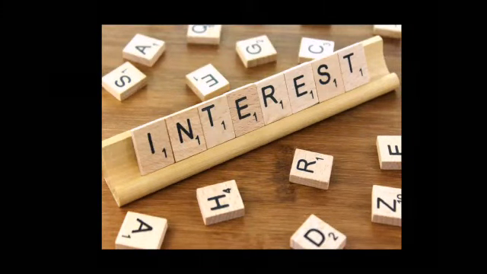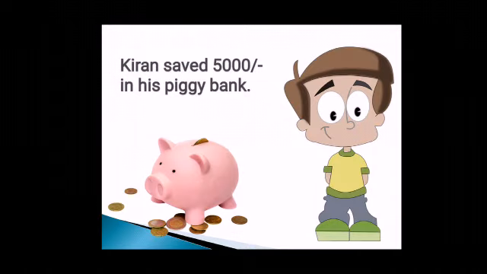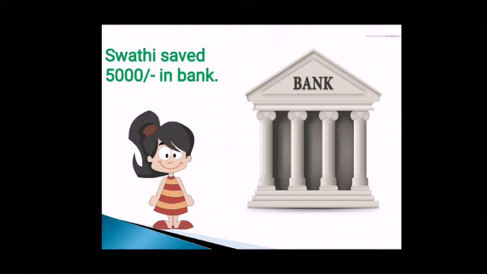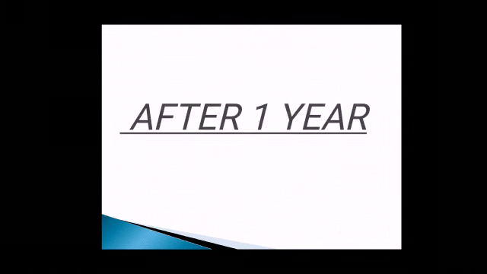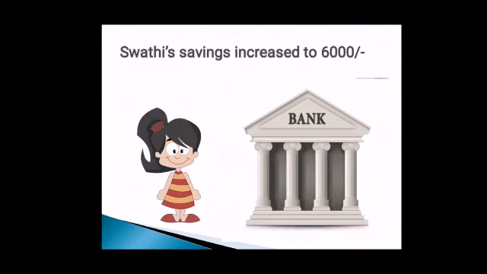Hello children, in this video we are going to learn the most important topic of this chapter, that is interest. Now let us see an example. Kiran saved 5000 rupees in his piggy bank at his home, whereas Swati saved the same amount, 5000 rupees, in a bank. After 1 year, Kiran's savings remained the same, whereas Swati's savings increased to 6000 rupees.